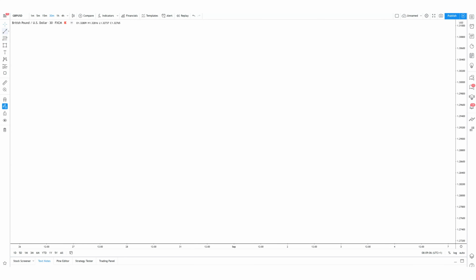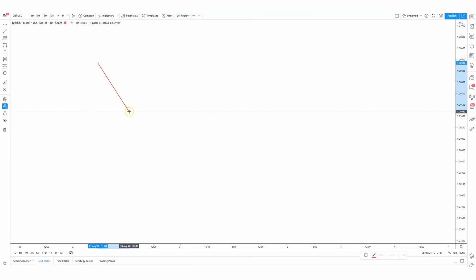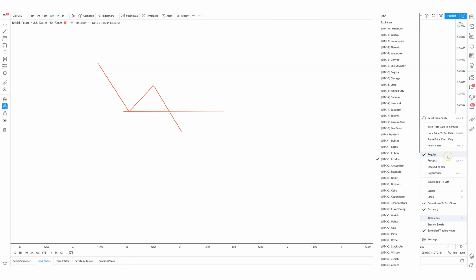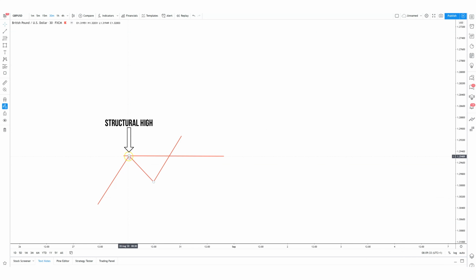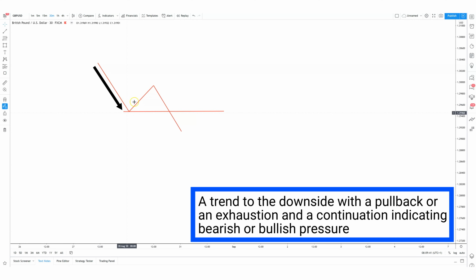So what is the first pattern that we're going to be looking at today? One of the 3 patterns that we're going to be taking a look at today is what I call the perfect breakout retest. So what does it look like? Well, we have a trending market that's pushing to the downside and eventually takes out a structural low, or if we're to invert this chart, you will see here a structural high. Now, what is this market structure indicating to us? Well, it's clearly indicating a trend to the downside with a pullback or an exhaustion and a continuation indicating bearish or bullish pressure.